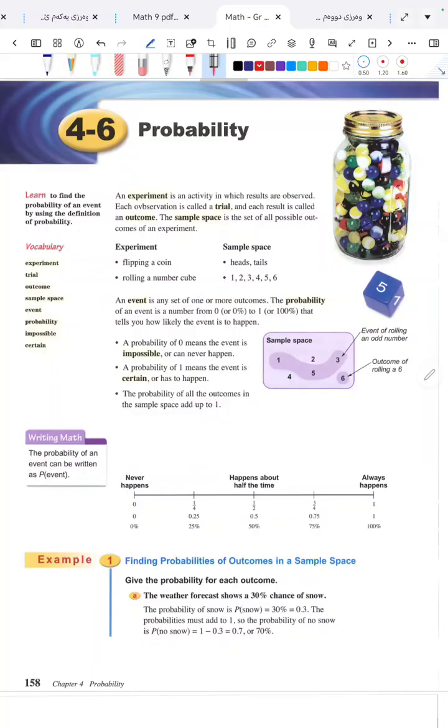Then we have the probability. We have 0% and 100%. A probability of 0 means that the event is impossible or can never happen. A probability of 1 means the event is certain or has to happen. Then we have another note: the probabilities of all outcomes in the sample space add up to 1.